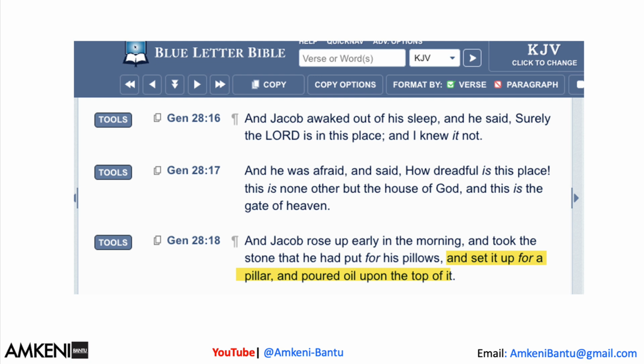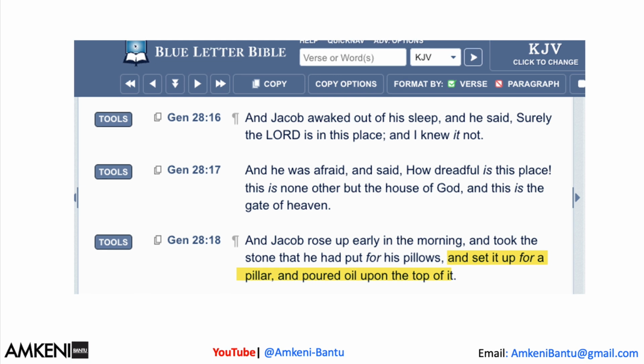So this is in the morning. He took the stone that he had put for his pillows and set it up for a pillar and poured oil upon the top of it. He even anointed it. Why? Because he was given a revelation. That's what we read in the first point. He was given a revelation that he was at the gate of heaven. There are a lot more interesting things in the following verses here in chapter 28. I encourage you all to read about them. I'm not going to go into them.